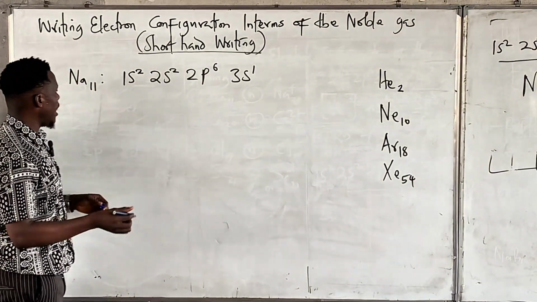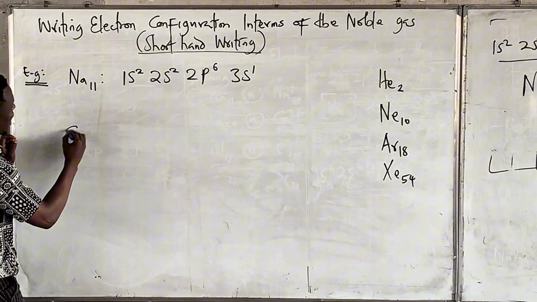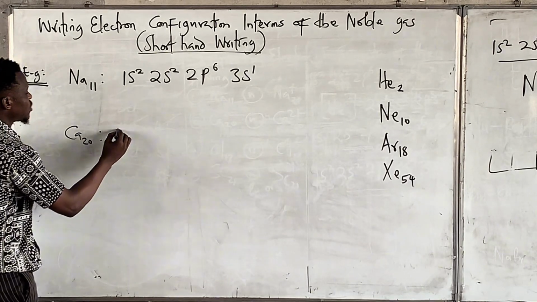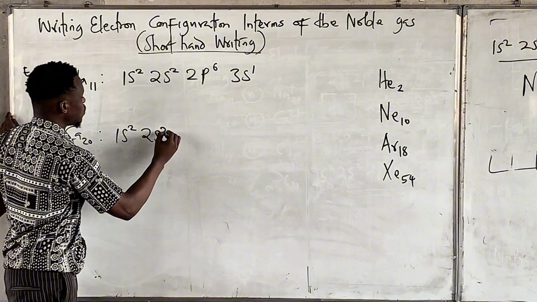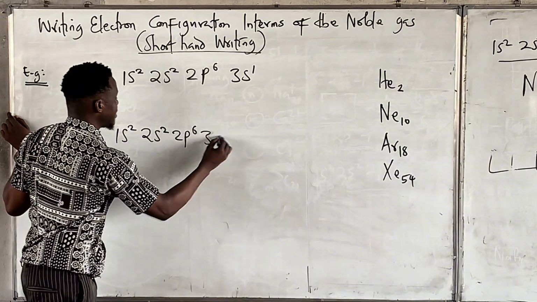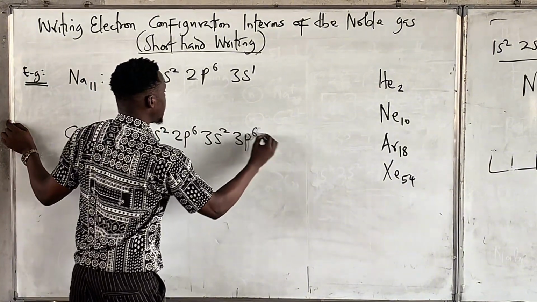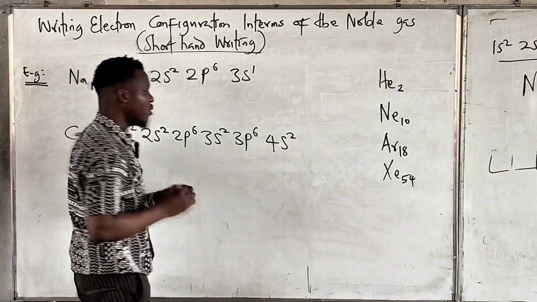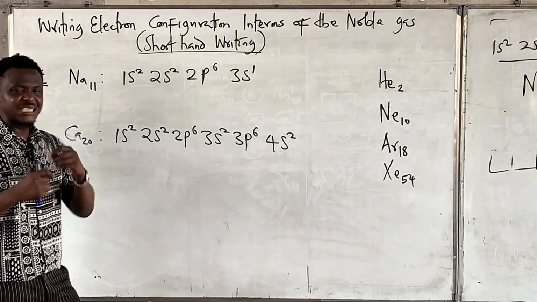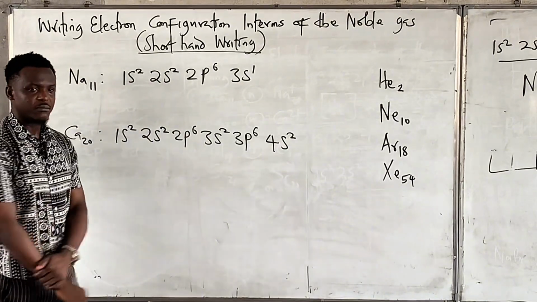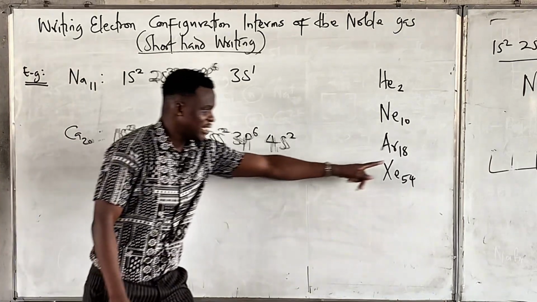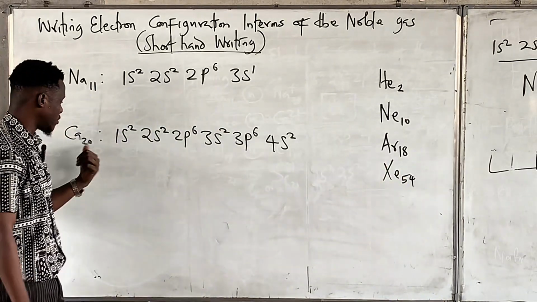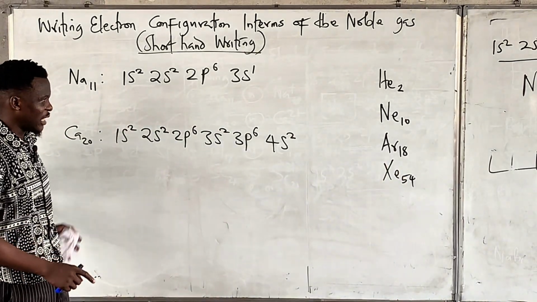Immediately the atom in what? Question. Now, assuming they asked me to write that of calcium. Calcium is 1s2, 2s2, 2p6, 3s2, 3p6, 4s what? Which noble gas comes immediately before calcium? Argon. Argon is 18, right? After 18, 19, you have what? 20.